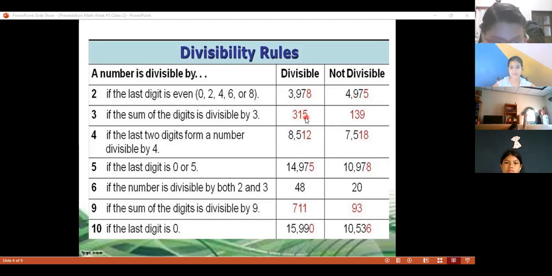3 plus 1 plus 5. If here the answer is 9, so it's divisible by 3. 1 plus 3 plus 9 is 13, so it's not on the table of 3, so it's not divisible.